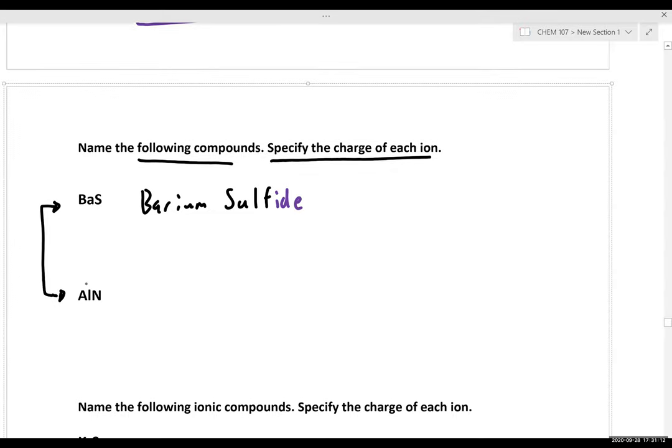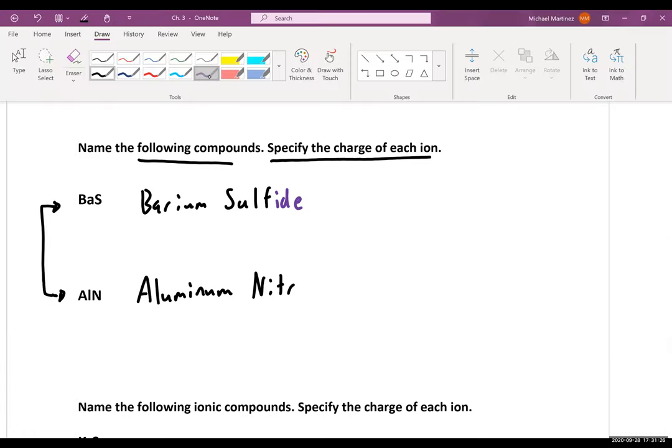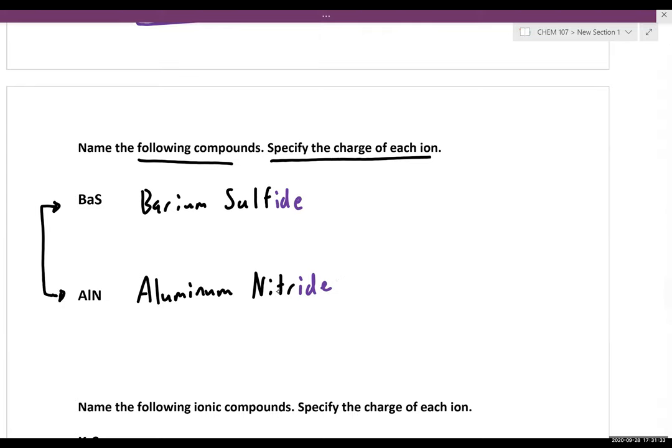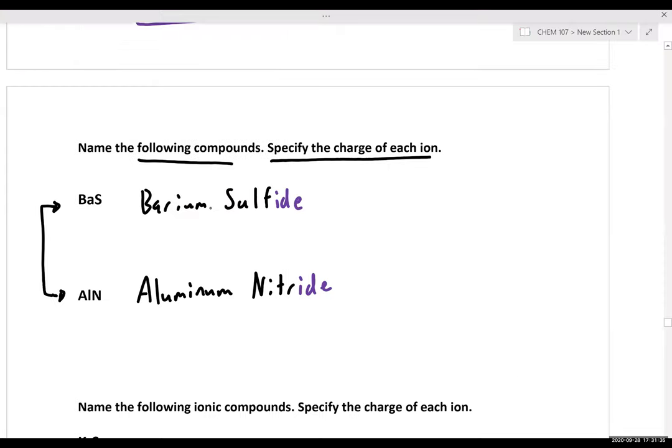Next on our list, AlN, we write the name of our cation, which is aluminum. And then N for nitrogen, we use the prefix of nit, and then we change the ending to IDE. So this is aluminum nitride. Do these two examples make sense to everyone? Any questions?